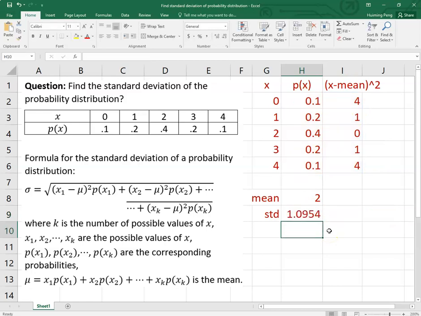Now enter. What do we get? The standard deviation is here.